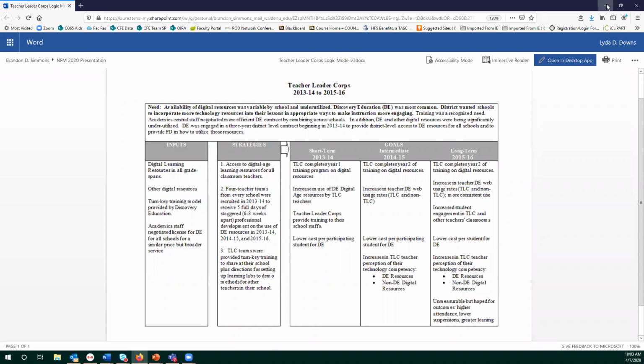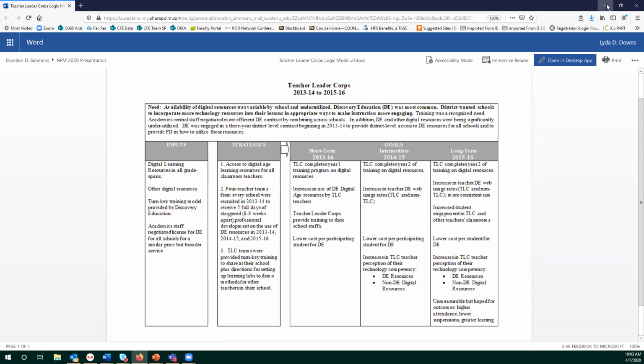And so we developed what we call a turnkey training model, which was basically an adapted train the trainer model that we wanted to deploy. And we obviously funded that and provided the resources for those. And then we negotiated a license for a digital product called Discovery Education for all students and teachers in the school district. So our strategies were around creating access to digital learning resources for all teachers.